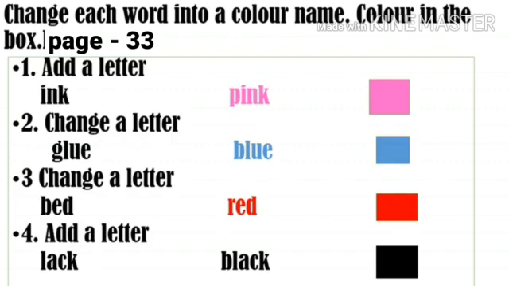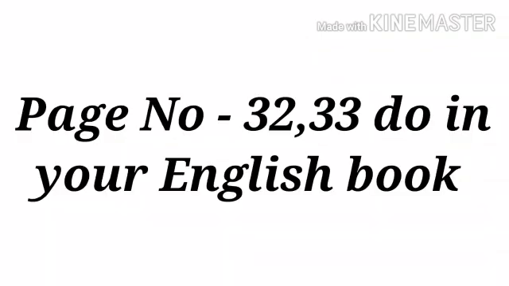Third one, change a letter, bed. Bed, change red. B-E-D, bed, R-E-D, red. And color the box red. Add a letter, lac. L-A-C-K, lack. You add with B, black. B-L-A-C-K, black. And color the box black. Ink, pink, glue, blue, bed, red, lack, black. Page number 32 and 33 do in your English book.